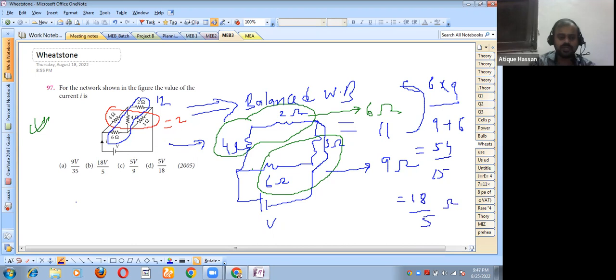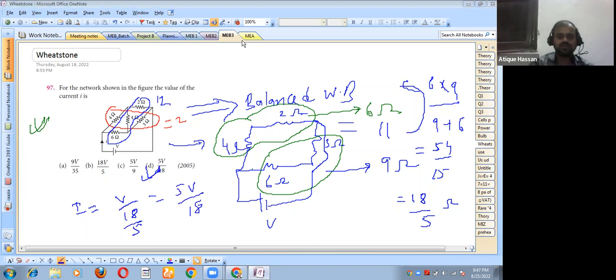Now what will be the current? Current will be equivalent voltage upon resistance. So V upon 18 upon 5. So it will be 5V upon 18. So D is the correct answer. I think Kulsum, you were right. D is the correct answer. So this is the way how to solve question based on Wheatstone bridge. Anyone having any doubt, please ask.